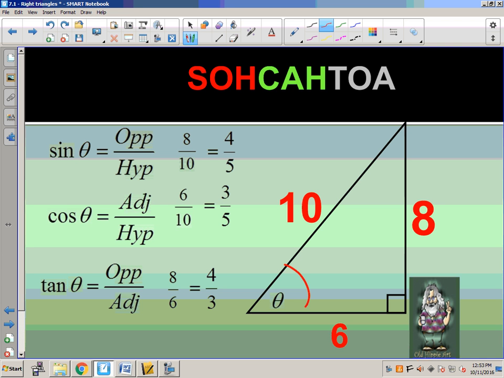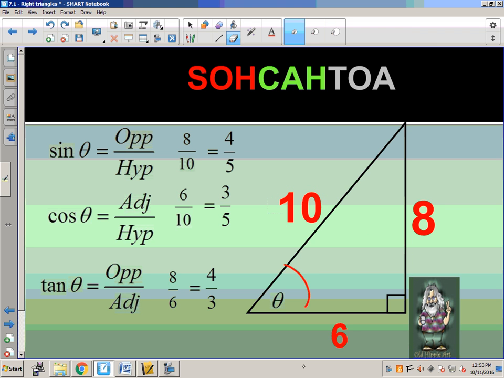That's theta, and if we're talking about sine, the sine is the opposite over hypotenuse, so the side that would be across from theta divided by the hypotenuse, which you know is always the longest side, so 8 divided by 10, and then we reduce that to get 4/5.